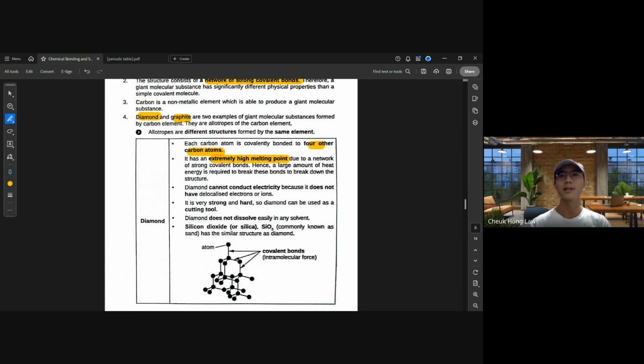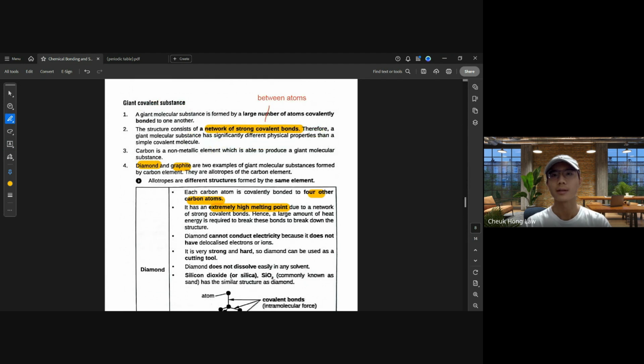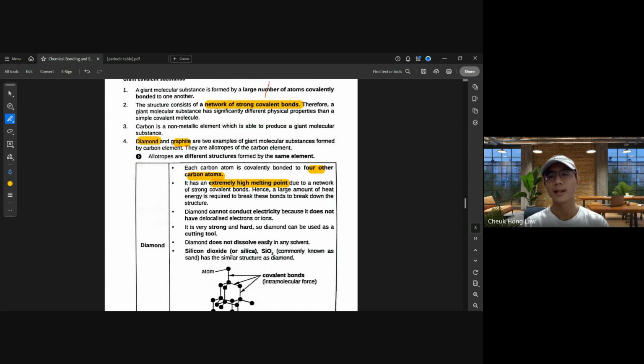So based on the analogy I used just now again, lifting weights, the heavier the weight, the more energy you need to lift it up. So now there are strong covalent bonds between the atoms. So it requires a large amount of heat energy to actually overcome these strong covalent bonds. That's why diamond has an extremely high melting and boiling point.